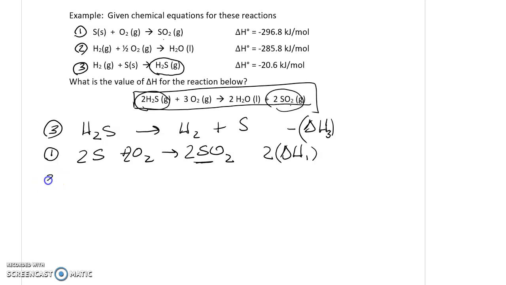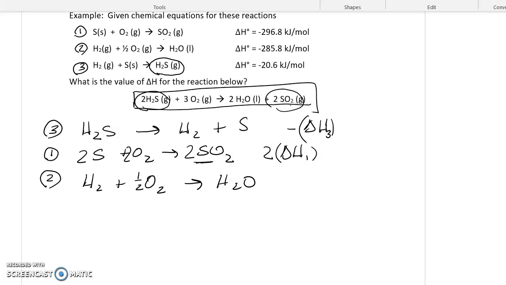Okay, now let's take a look at reaction 2, to see if there's anything I need to do there. So number 2, I have hydrogen, I have half of an oxygen, and I have water. Now let's look at our overall equation. What I notice already is I've got 2 waters. So I'm going to use a different color. So I have 2 waters here.